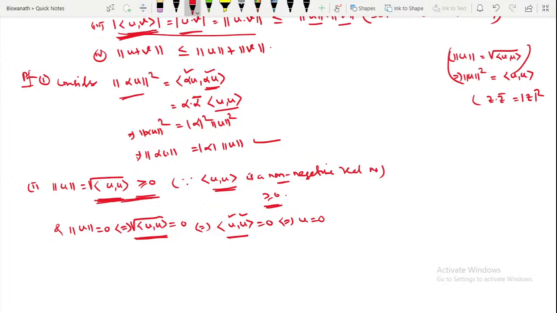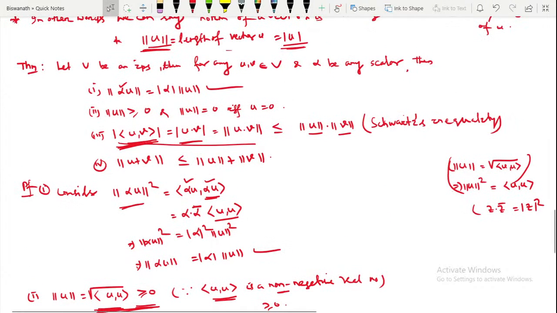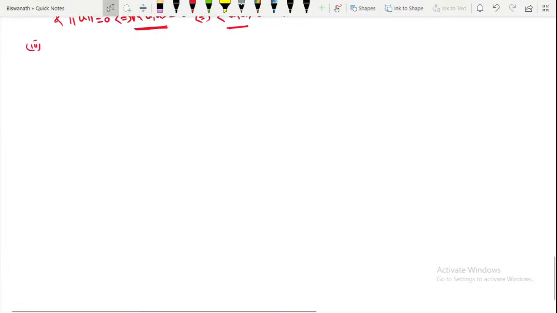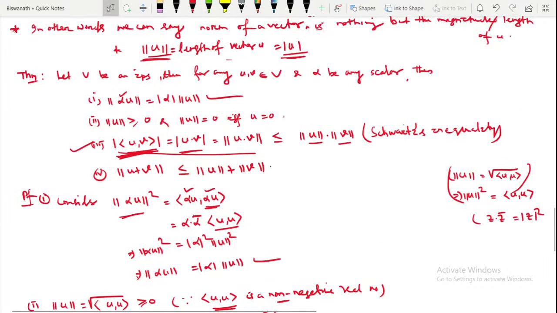Okay. So now comes to the third one, the Schwarz inequality. How will I prove this Schwarz inequality? In the Schwarz inequality, now we are proving it. If u equals 0, the statement is obvious. See the statement first.